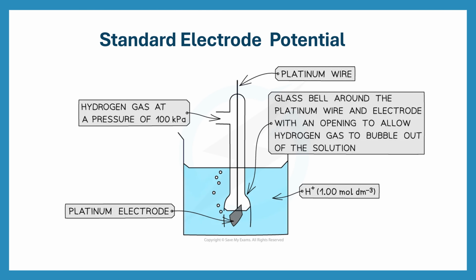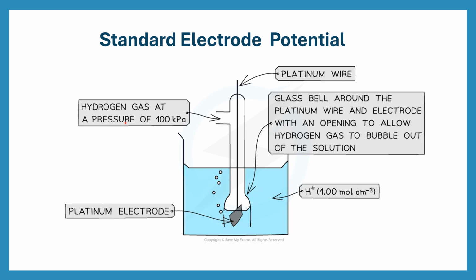In this slide, we will look into the standard hydrogen electrode, which can be used as a reference electrode in the measurement of standard electrode potentials. So here is a simple diagram. We see that first of all there is a platinum electrode. This platinum electrode is connected with a platinum wire.